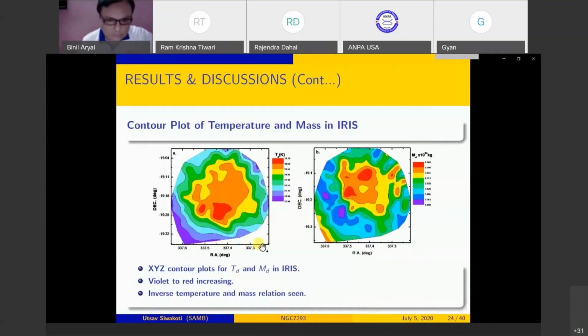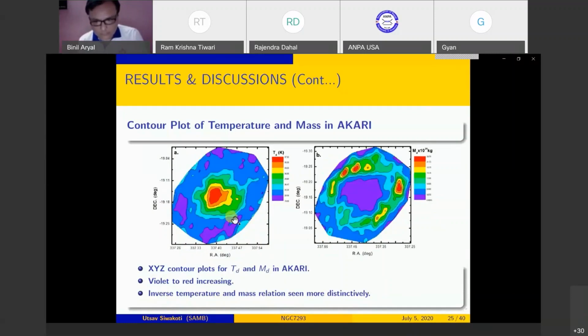So this is the contour plot of temperature and mass for IRIS. Now you can see violet is minimum and red is maximum in both cases. Over here this is minimum, whereas in case of mass, it is maximum. That means it follows the inverse temperature-mass relation. It does contain the inverse relation, but more differentiation can't be seen. Whereas in case of Akari, you can see the exact differentiation, like it exactly follows the inverse temperature-mass relation. Now the same condition applies, that is violet to red is increasing.